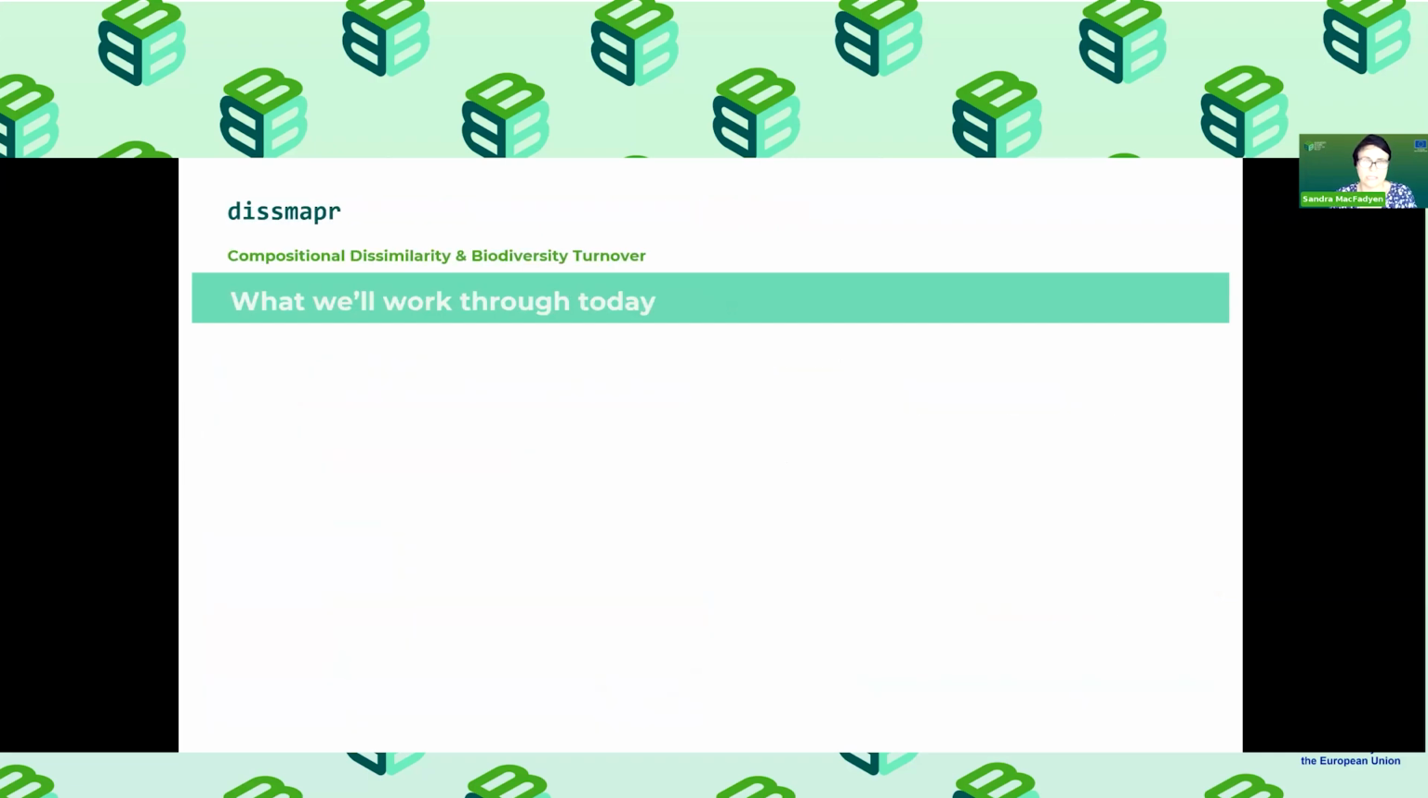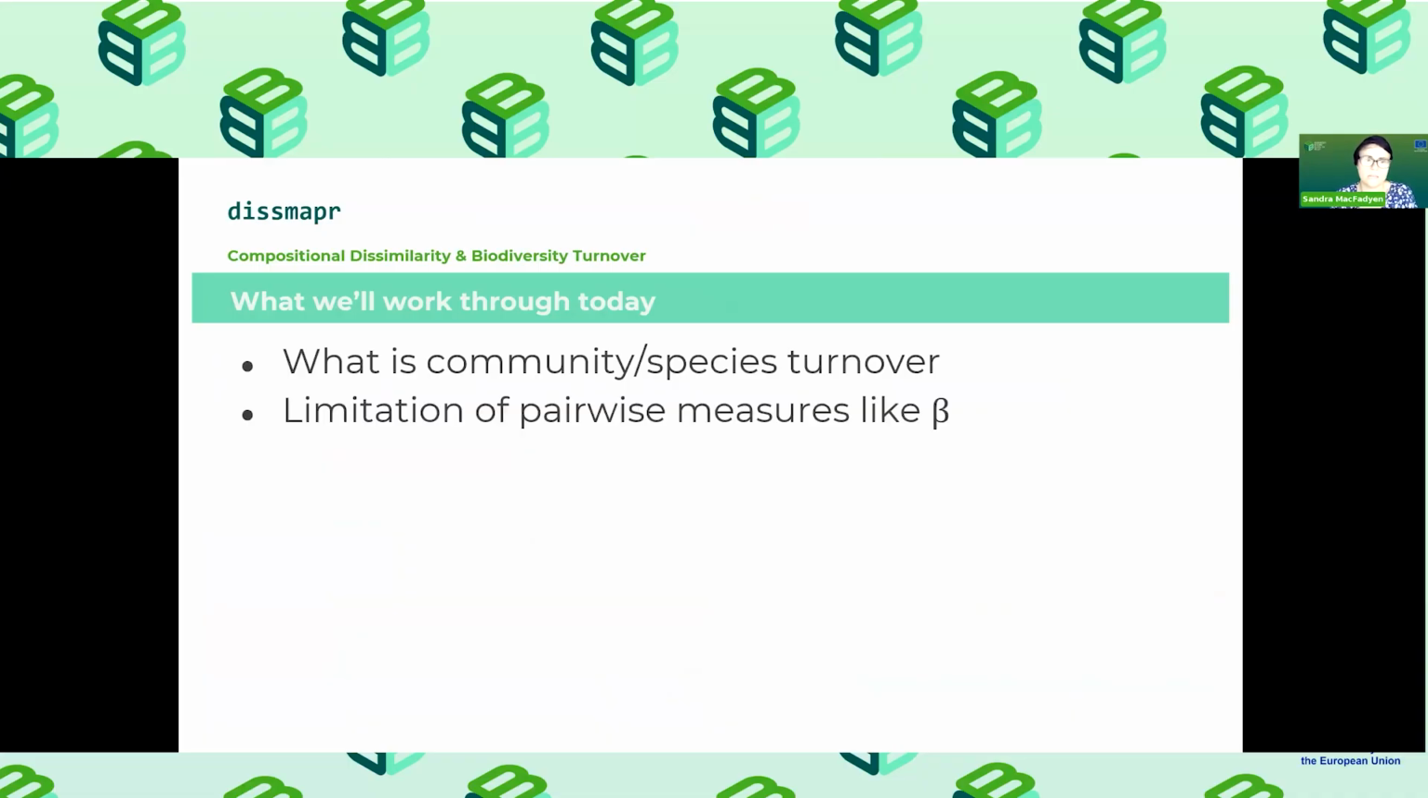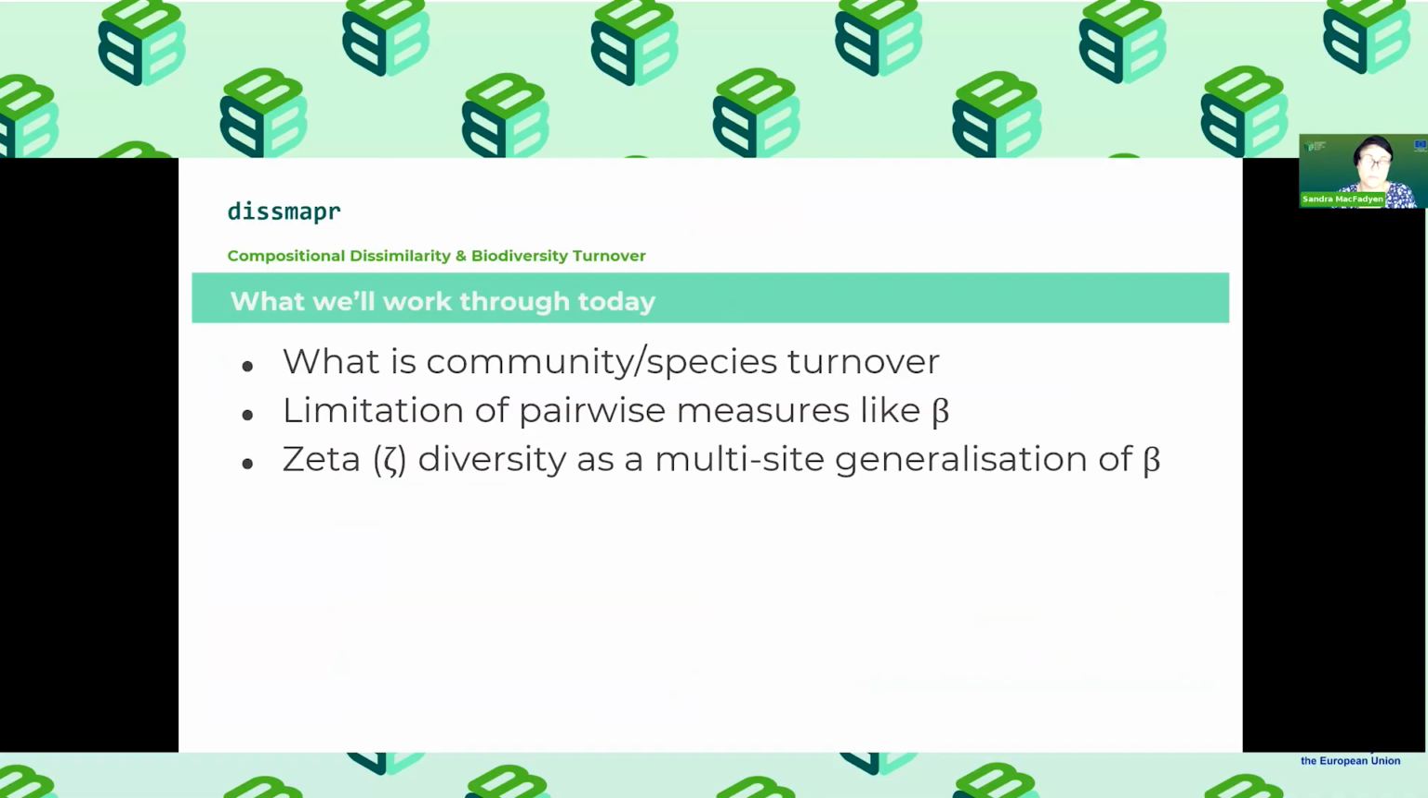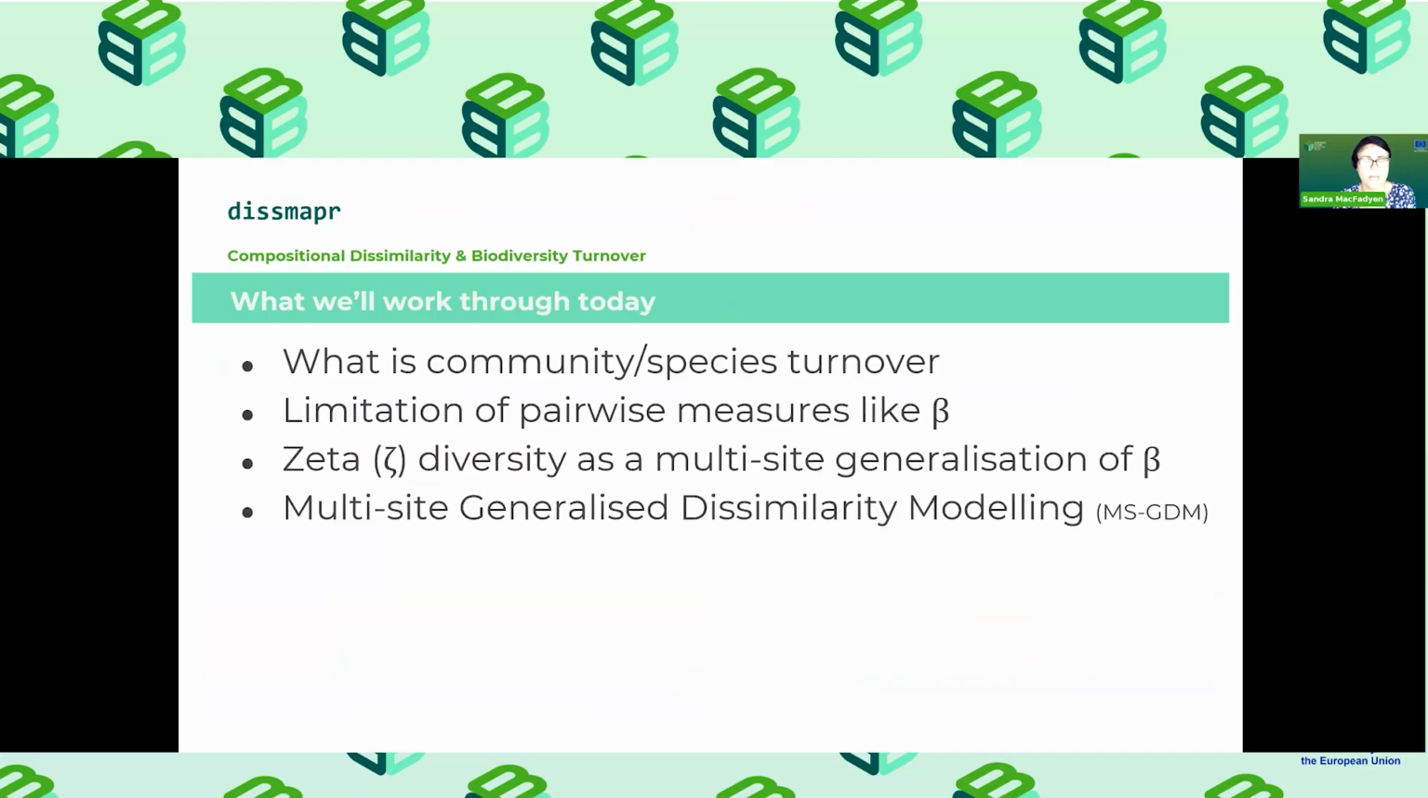And today the schedule is to first give you a brief introduction to what is community or species turnover, the limitations of pairwise measures like beta diversity, and introduce you to what might be a new concept to you, the idea of zeta diversity as a multi-site generalization of beta diversity. From there, I'll take you through some of the logic behind multi-site generalized dissimilarity modeling. Some of these words sound big, but we're going to work through them together, and hopefully you'll understand that by the end. And then we're going to go on to a hands-on session with dissmapr.